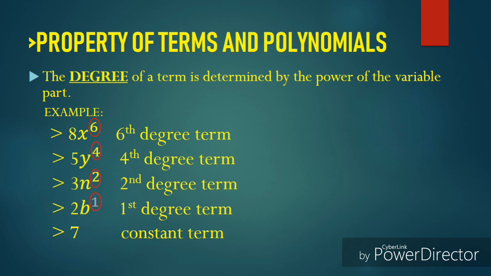Next is 5y raised to 4. The power of the variable is 4, so tawagin natin siyang 4th-degree term. Next is 3n squared. The power of the variable is 2, then tawagin natin siyang 2nd-degree term. Next is 2b. The power of the variable is 1, so it's a 1st-degree term. And lastly, 7, which is referred to as a constant term.